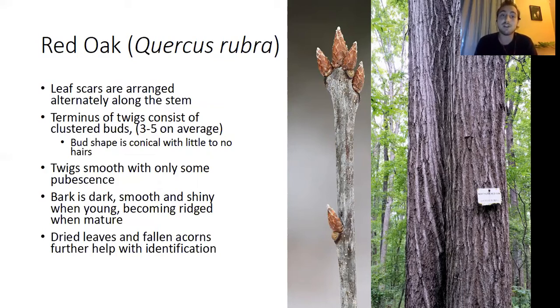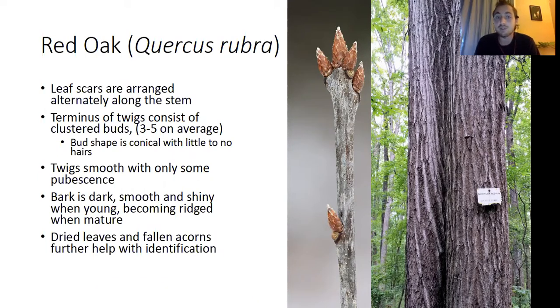Our red oak buds are conical, cone shaped, with very few hairs on them, if any. The twigs are very smooth with some pubescence, and they can even be a little bit glaucous, which is just a bluish greenish coating along the stem that can be easily rubbed off with a finger. The bark is dark, smooth, and shiny when young, becoming a little more ridged when mature. A lot of people refer to the distinctive ridges as kind of a ski slope pattern, where you can imagine skis going up and down the tree at different points.